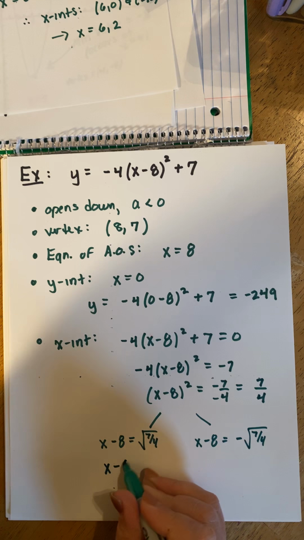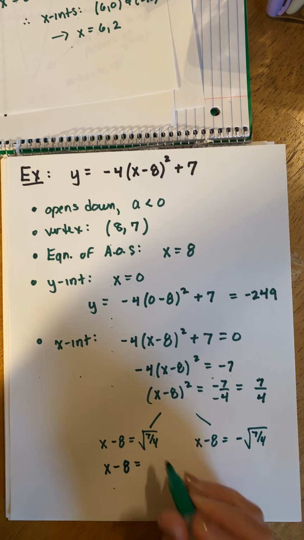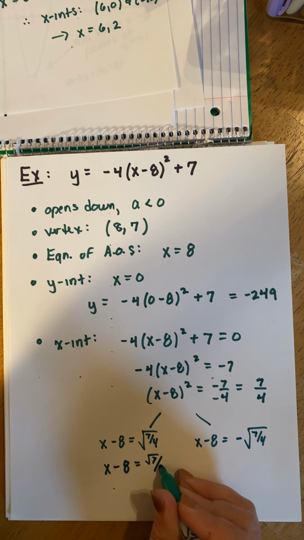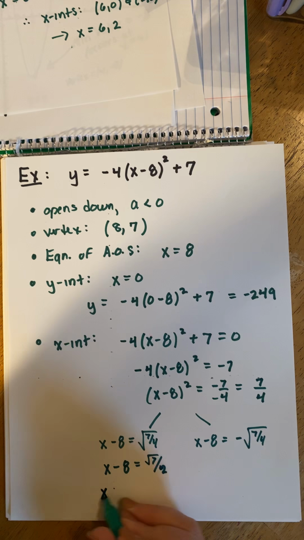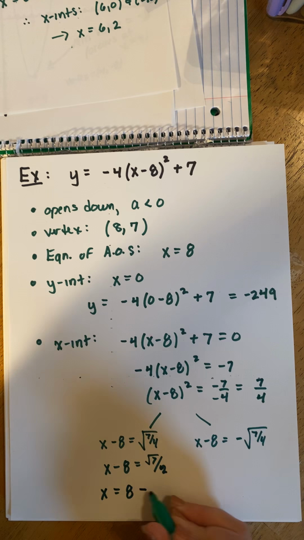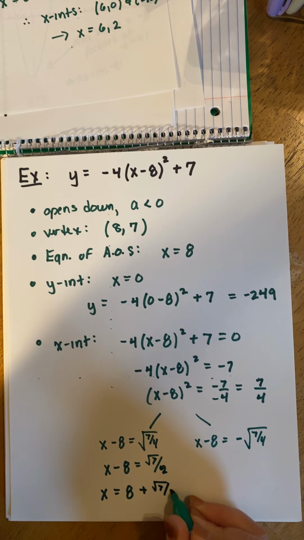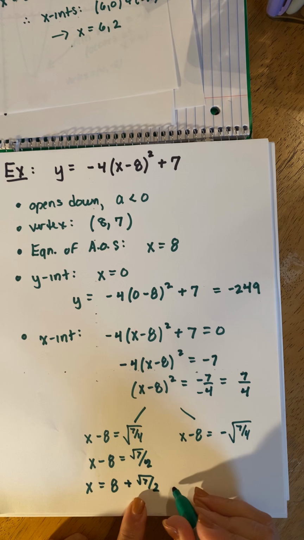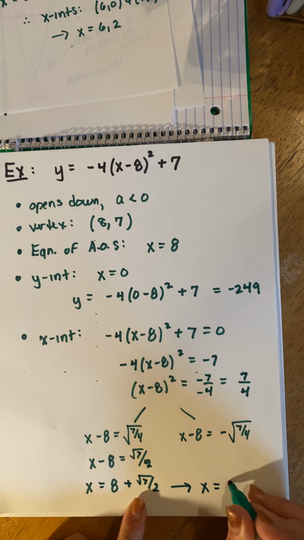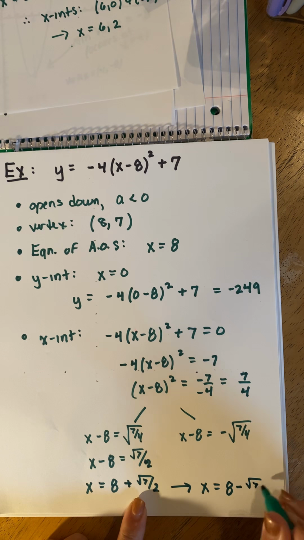So don't forget to simplify all radicals. This is the square root of 7 over the square root of 4. Square root of 7 can't be simplified, but the square root of 4 is 2. I'm going to add my 8: 8 plus the square root of 7 over 2. Now, because my answer involves a radical that can't be simplified, I already know the other one's going to be 8 minus the square root of 7 over 2.